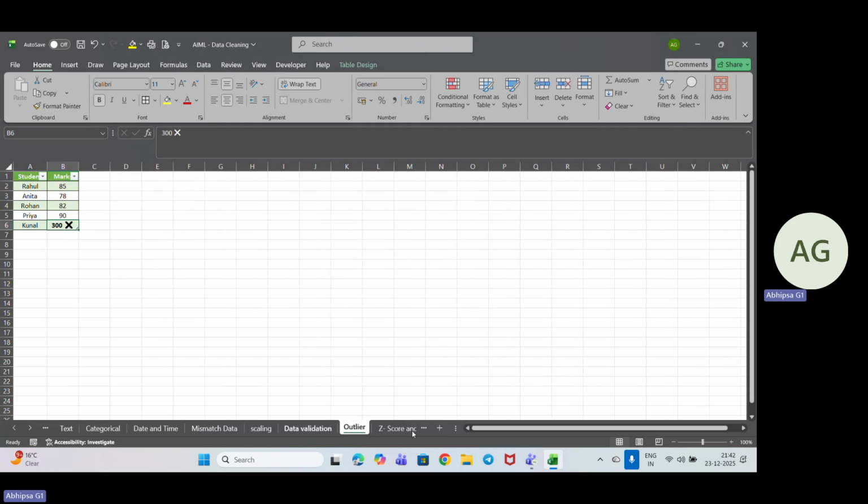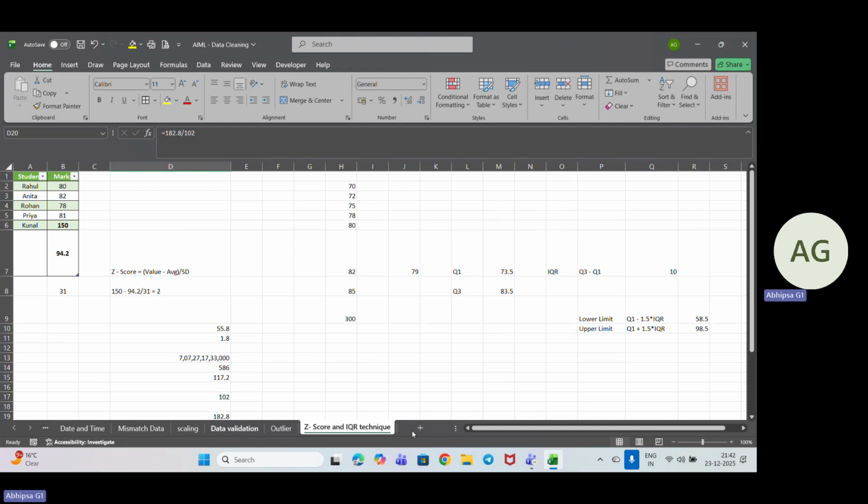Then we need to identify and detect the outliers, and then we need to remove the outliers. Based on these techniques, Z score and IQR, we can detect the outliers accordingly. And once they have been detected, we can remove the outliers accordingly. Okay. So this is all about everything in details.